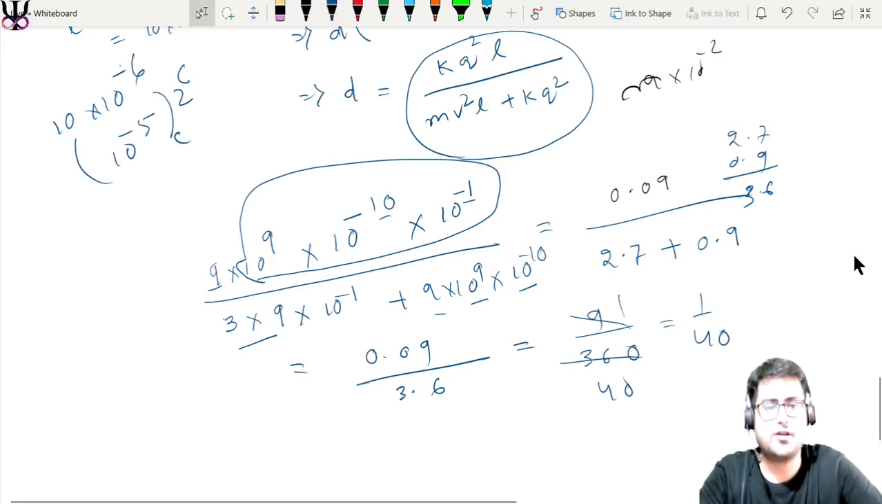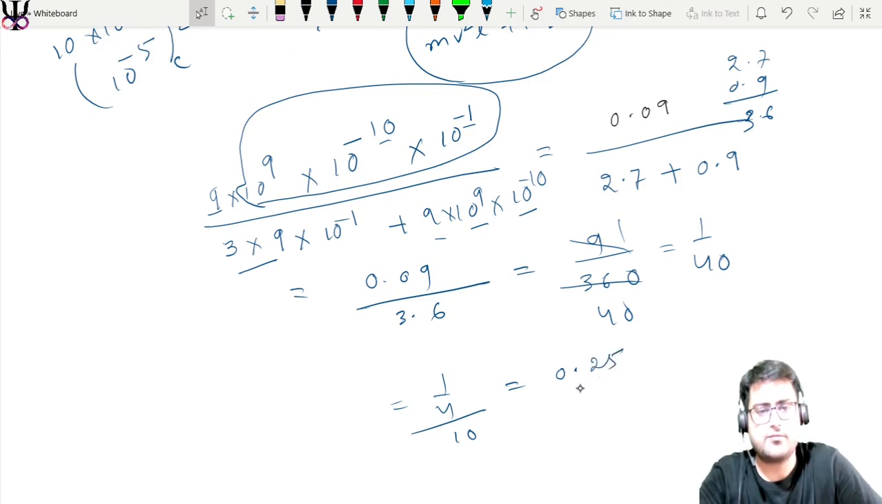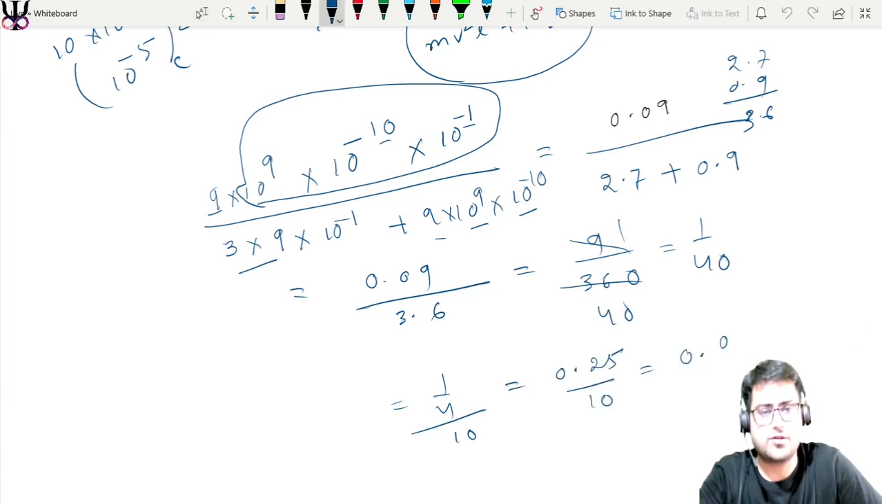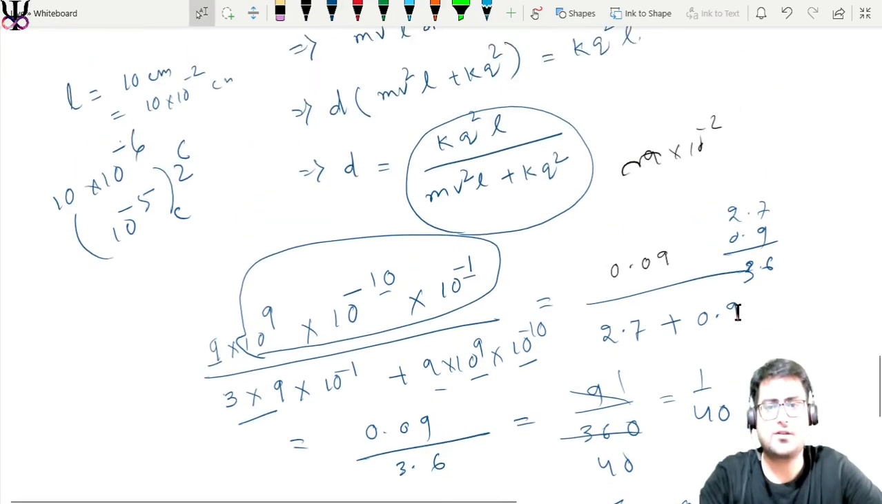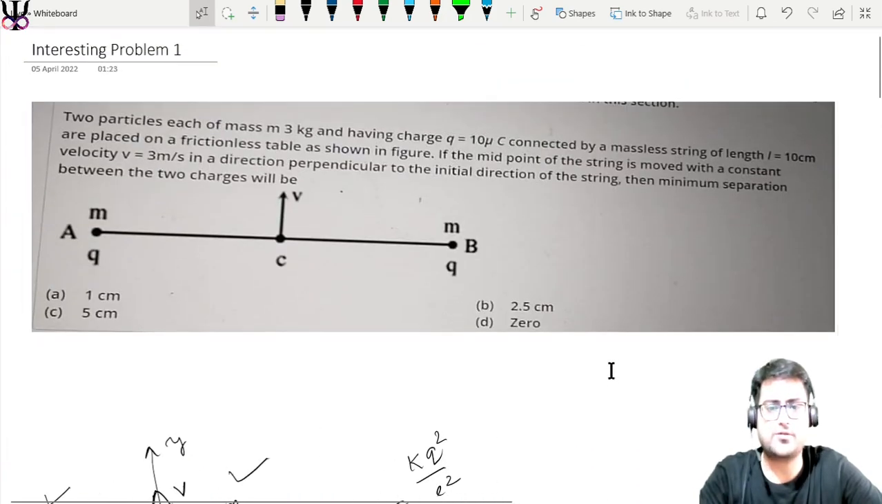What is 1 by 40? 1 by 40 is 1 by 4 divided by 10, correct? That's 0.25 divided by 10, which is 0.025. That's in meters. How many centimeters would it be? 2.5 centimeters. That's going to be the answer, the value of d. So the correct option is B.